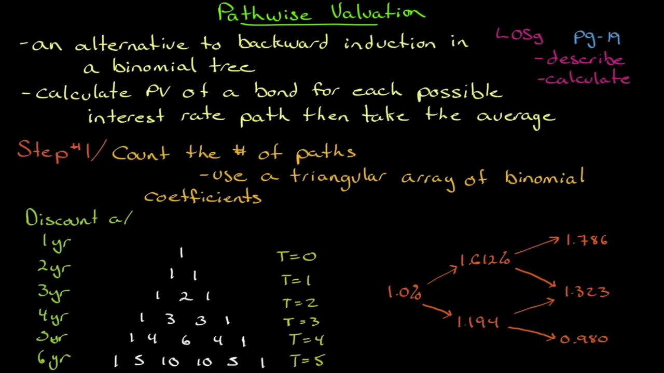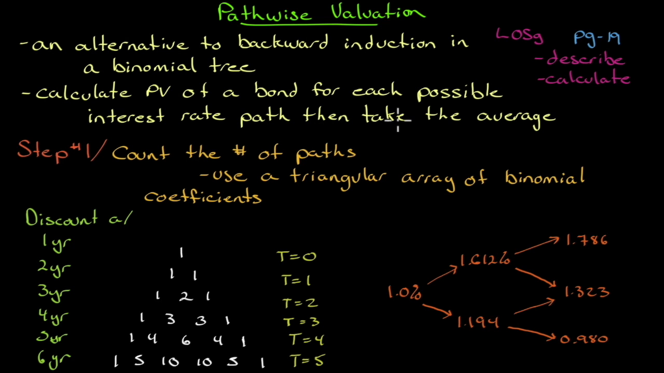Okay, let's look at something called pathwise valuation, and this is an alternative way to value a bond. But let's be clear, once we have all of our interest rates done and calibrated, we still got to do that binomial tree. But once we have our rates, rather than valuing a bond by doing a backwards induction on every single bond, we can use something called pathwise valuation. We calculate the present value of a bond for each possible interest rate path, and then we take the average.